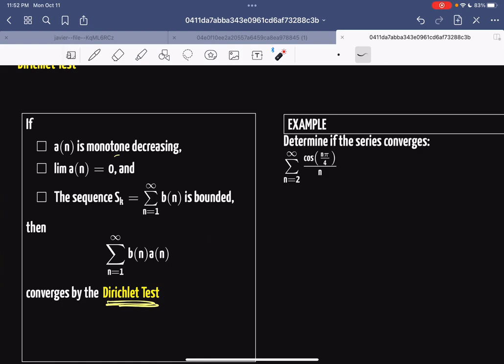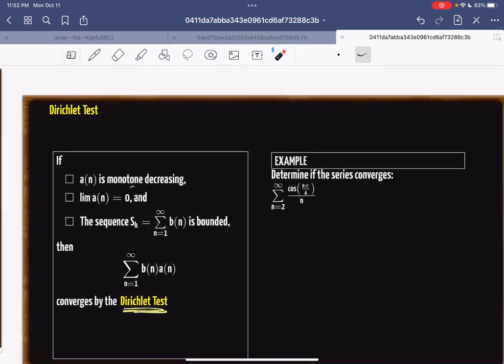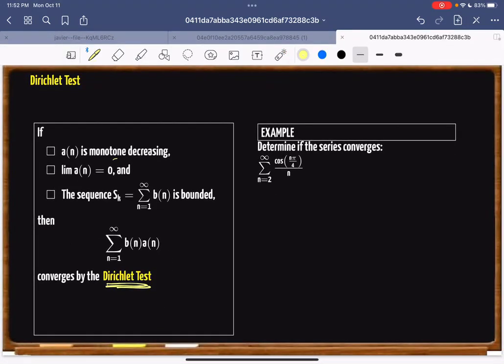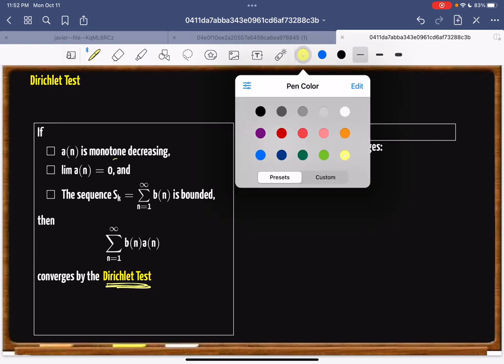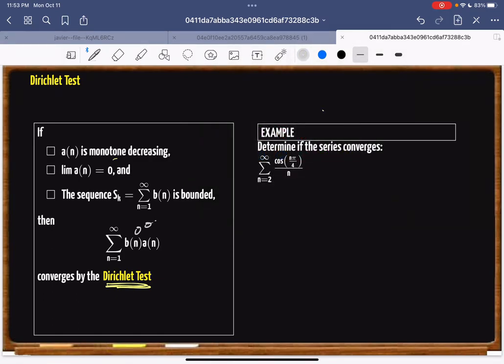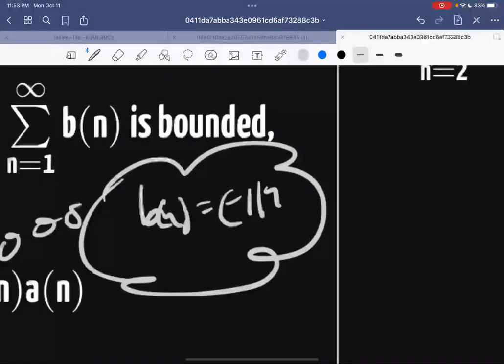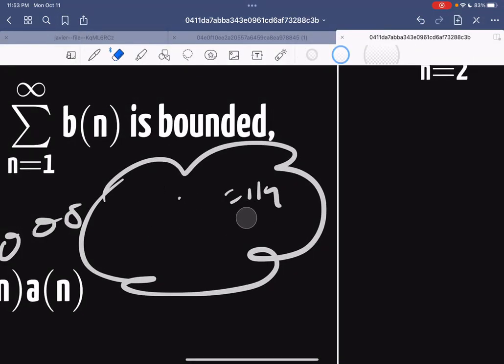In fact, it's a generalization of the alternating series test, because in the alternating series test, think about this, the b_n would exactly be negative 1 to the n. That's the analogy here. And this is a generalization of it.